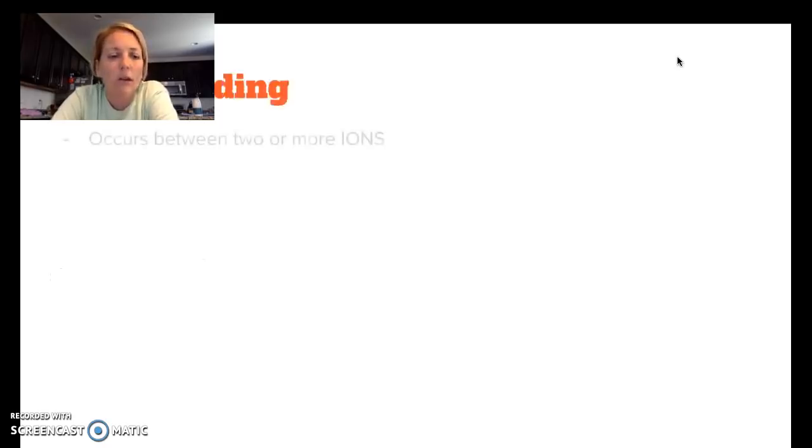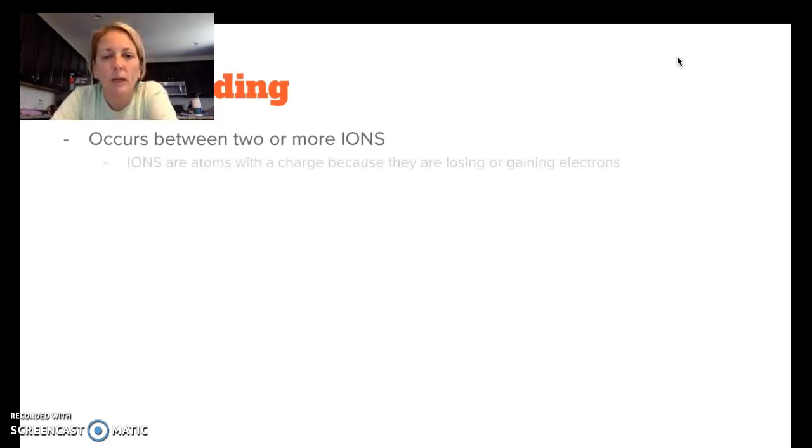All right, why is it called ionic bonding? It's because this occurs between 2 or more ions. Ions is a vocabulary word that we've talked about very briefly, but to refresh your memory, an ion is basically an atom that has a charge, plus or minus. And why does it have a charge? Because it's either gaining or losing electrons.